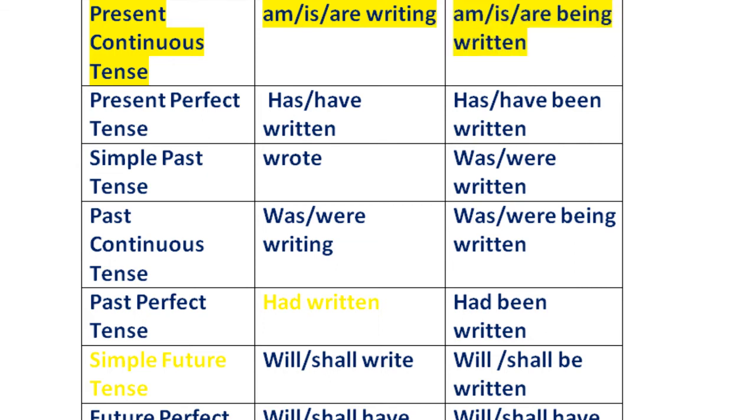If you only understand this table, you will be able to change active voice into passive voice very easily. The summary of this chapter lies here. You must understand it properly. Present perfect tense. In the present perfect tense, in the active voice we have has, have, written. But in the passive voice we have has, have, been written.